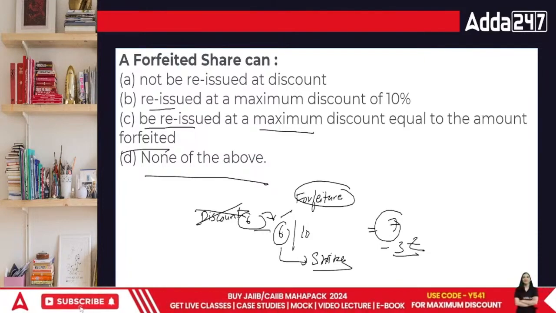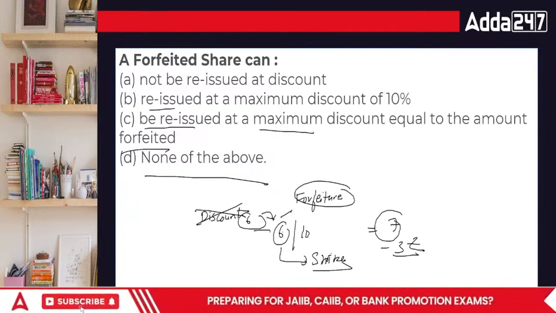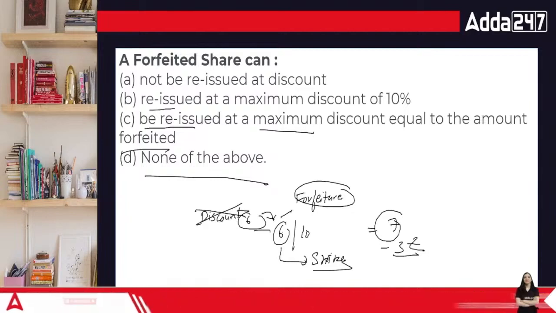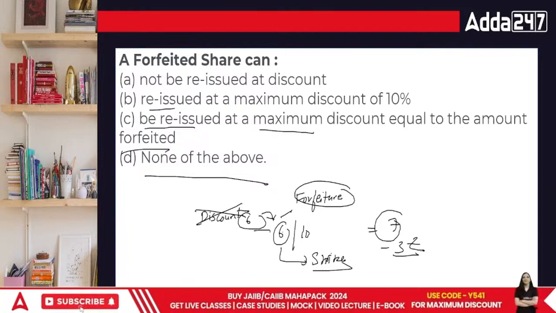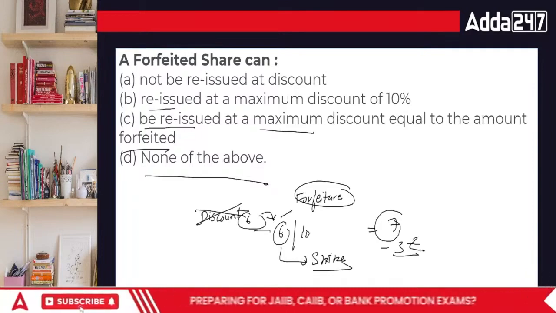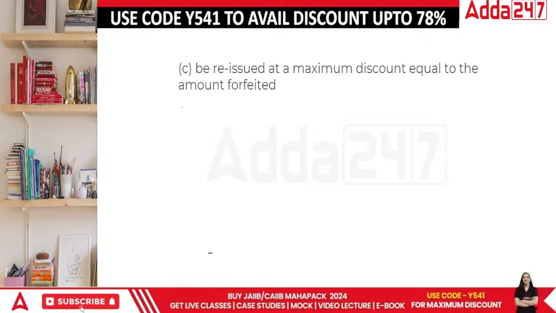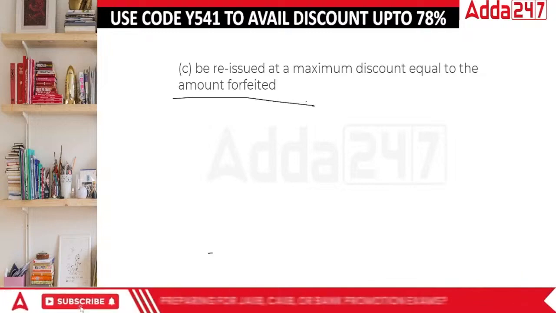If it is 5, then you give the remaining 5. If it is 4, then you give the remaining 4. That is how these kinds of properties are valued at times. And everyone, the answer is: be reissued at a maximum discount equal to the amount forfeited. Whatever amount is forfeited, it would be considered in this area.